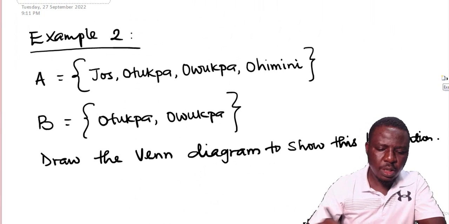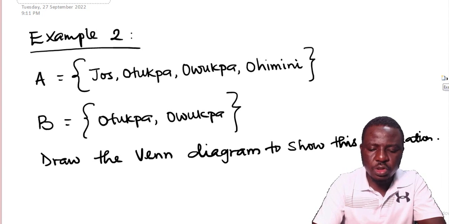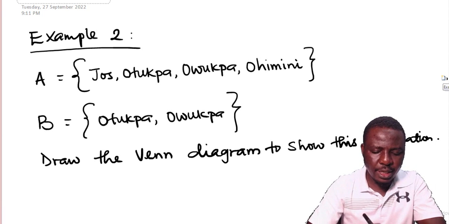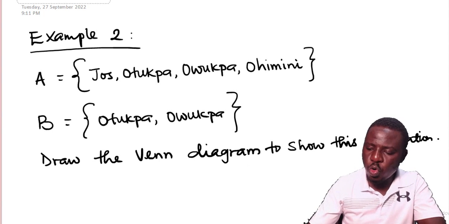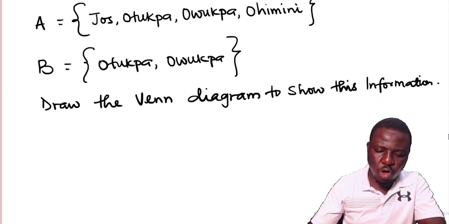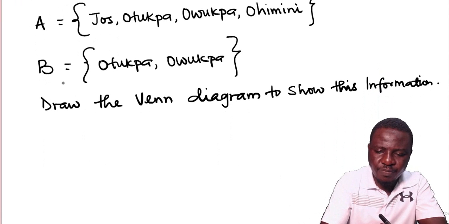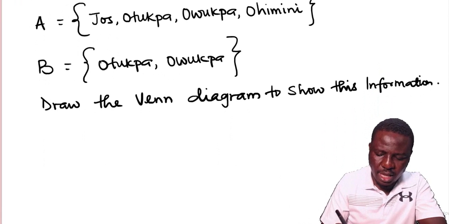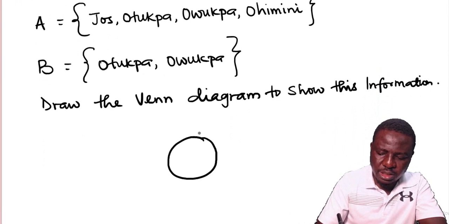Example 2. If you have a set A comprising elements Jos, Otukpa, Oukpa, and Ohimini, and set B comprising elements Otukpa and Oukpa, we are asked to draw the Venn diagram to show this information. If you are to draw this, I would have this. Since B is a subset of A, I'll draw this to be set B.